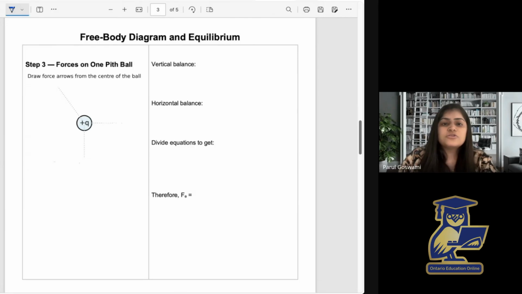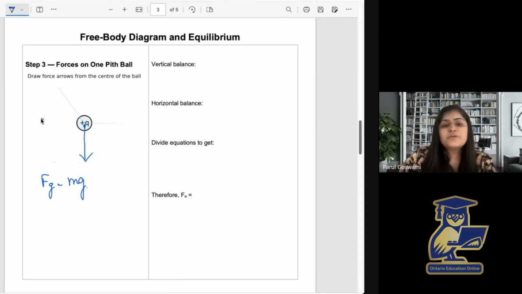Now we will focus on just one pith ball and we are going to set up the free body diagram and use the equilibrium conditions to determine the vertical forces and the horizontal forces. The forces that act on one pith ball, first would be gravitational force. Since the pith ball has some mass, of course gravitational force would be in the downward direction and will be equal to mg. So Fg equals mg.